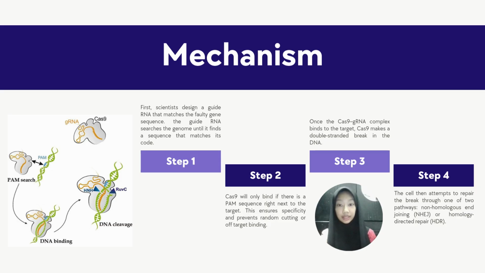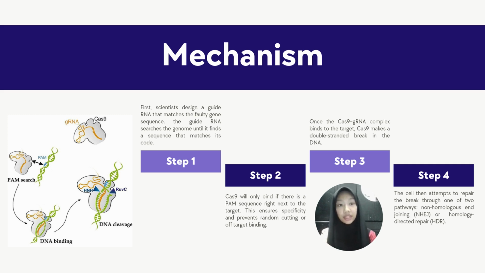Next, we will move to the mechanism. The first step is that scientists need to design a guide RNA that matches the faulty gene sequence. The guide RNA searches the genome until it finds a sequence that matches it. For the second step, the Cas9 enzyme will only bind if there is a PAM sequence right next to the target. This is important to ensure specificity and prevent random cutting or off-target binding.